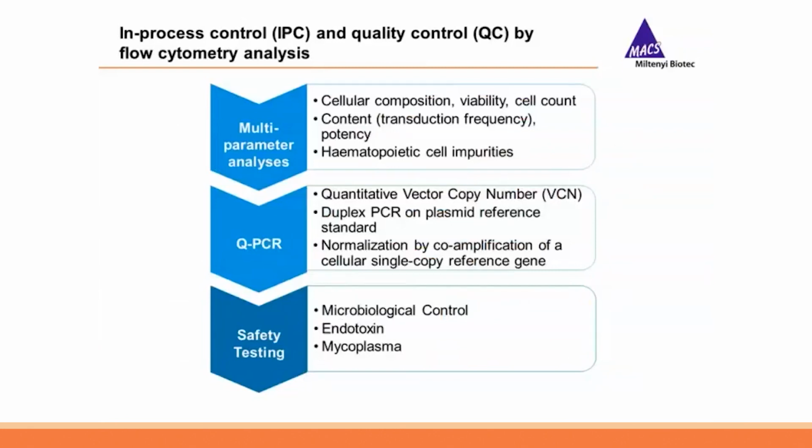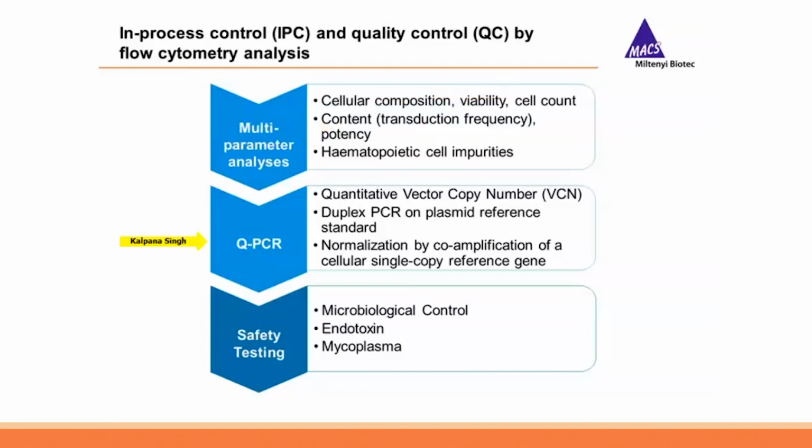Here is a brief look at all the different kinds of in-process control and quality control steps, which I will be calling IPC and QC steps from here on. There are different types of assays used, for example, multiparametric analysis, where flow cytometric analysis is one of the most prominent assays. Within flow cytometry, one can study the cellular composition of the sample, the viability of the cells, and can quantify the number of the cells within the sample. We can analyze the transduction frequency, that means the level of expression and the number of the cells expressing, for example, CAR molecules, and determine what kind of impurities are present in, for example, the final cell formulation and what kind of cells are present.